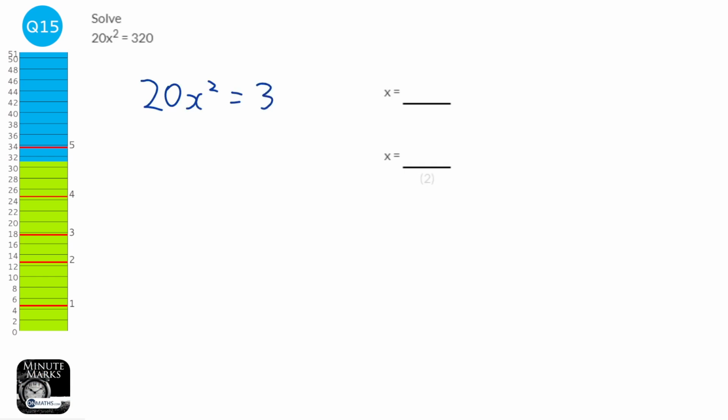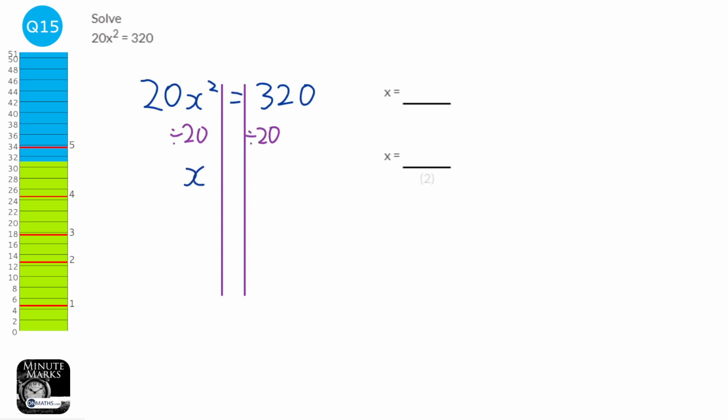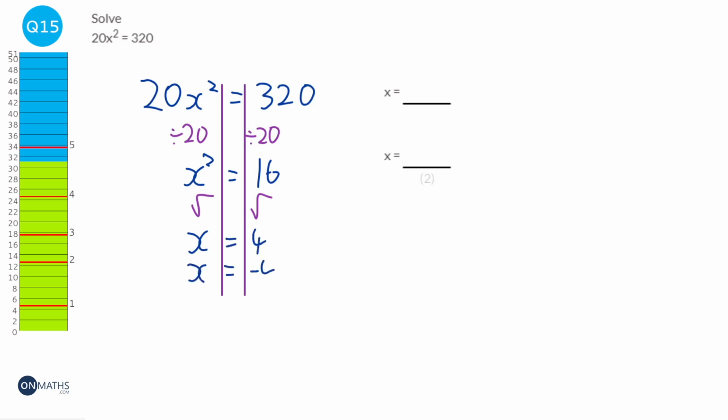So we're asked to solve this, and so what I'm going to do is just write it out a bit bigger and get my solving lines in. And we can see the first thing we're going to do is divide by 20 both sides to get x squared on its own. So I'll leave x squared on the left hand side and 16 on the right hand side. Then we're going to square root both sides, and yes, that will give us x equals 4, but it will also give us x equals minus 4, because minus 4 times minus 4 is also equal to 16. So our two solutions are 4 and minus 4.